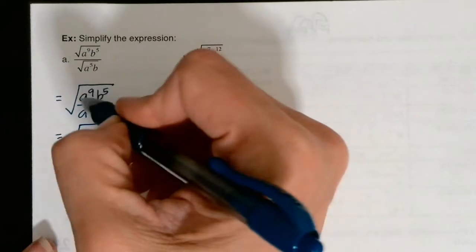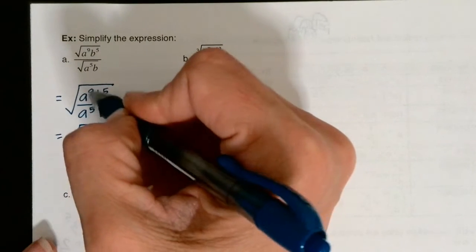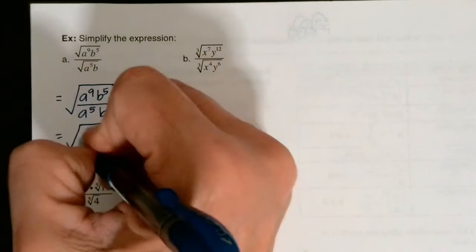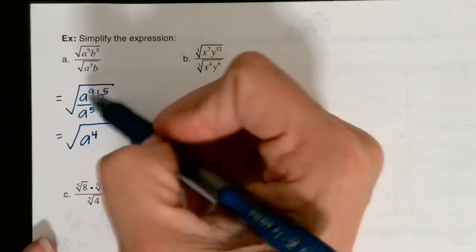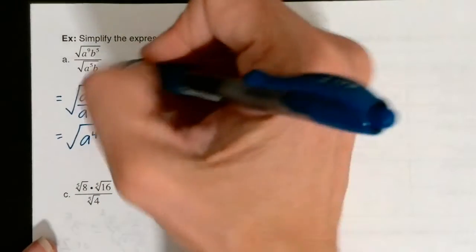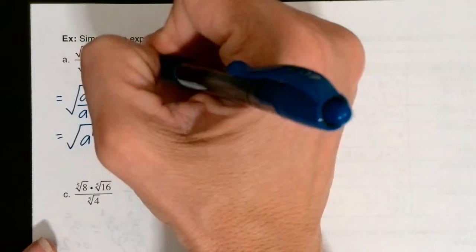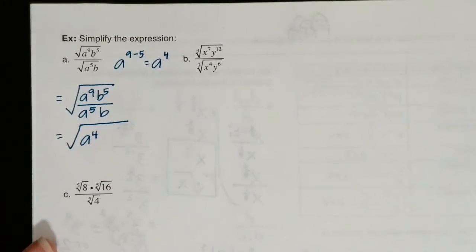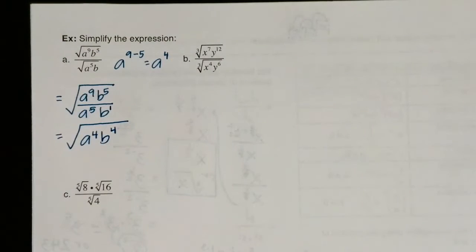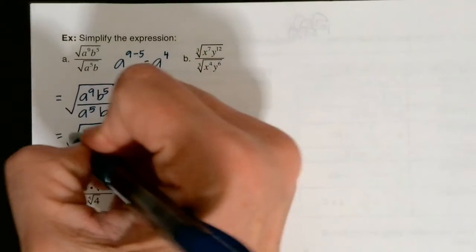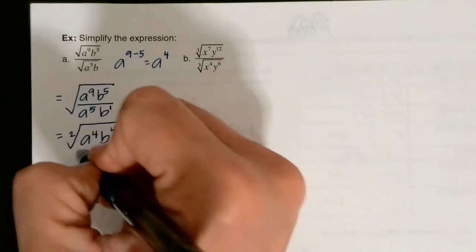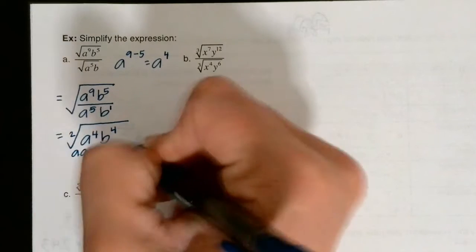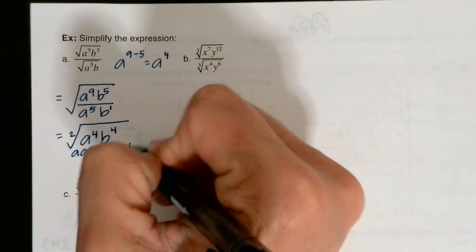So a to the 9th and a to the 5th, we learned that you can write that as a to the 4th. Because you're dividing a to the 9th, the denominator gets subtracted, so that's a to the 4th. Okay? And this is b to the 1st power, so this is going to be b to the 4th. And you're not done. Okay, this is a square root out here.